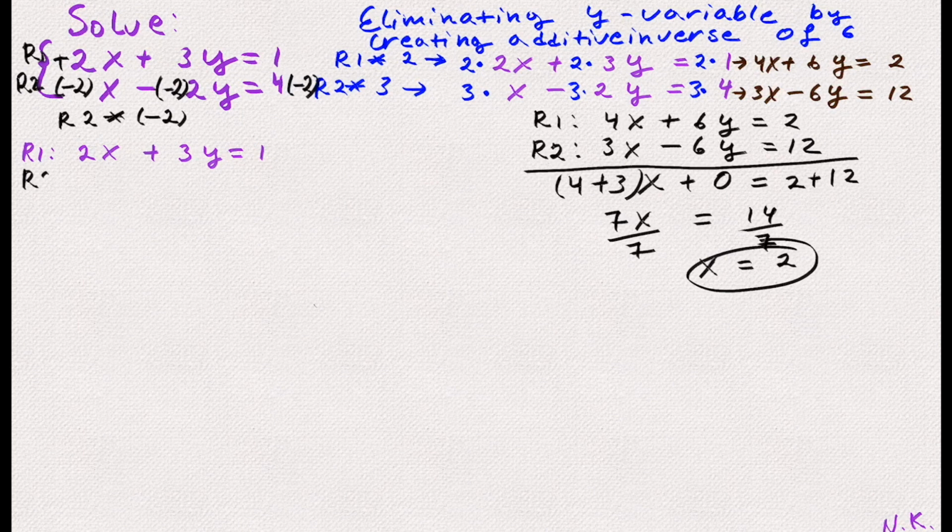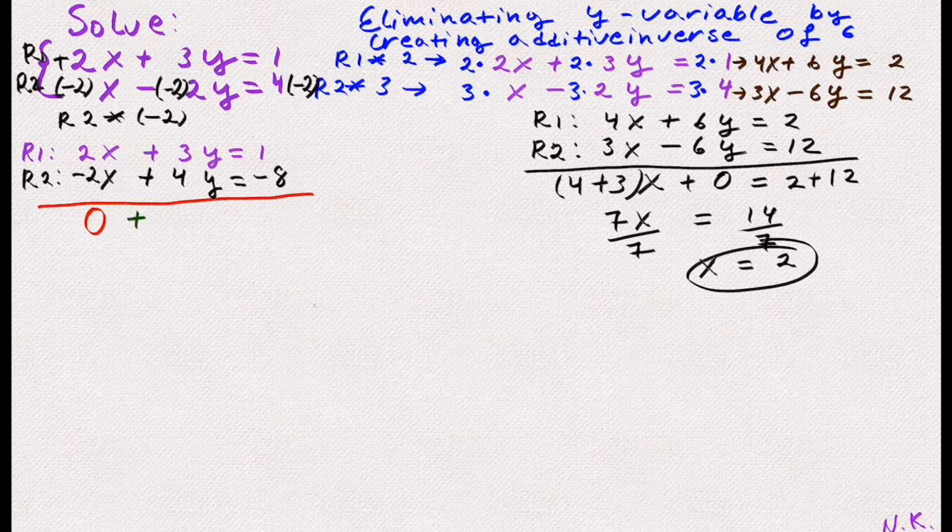For row 2 we get negative 2 times x, negative 2x. Negative times negative, we get a plus 2 times 2, 4y equals negative 2 times 4, negative 8. Now that we have additive inverses in row 1 and 2, for x, we add 2x minus 2x. This adds up to 0. That's the whole point of elimination.